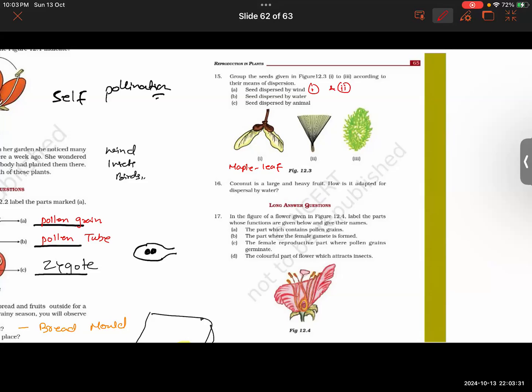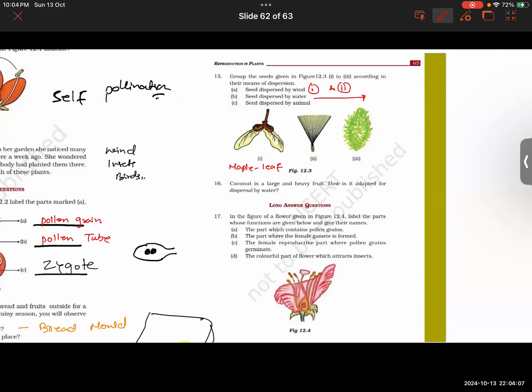And seed dispersed by the water. Is there any seed that will be dispersed by the water? There is no such seed as per the images which we have. Can you guys tell me which seed, apart from the ones that have been given here, will be dispersed by the action of water? Coconut. Exactly, that is coconut. Well done. Now, seed dispersed by the animal.